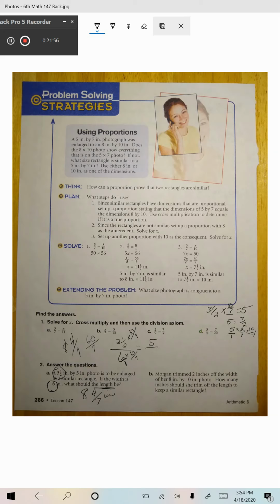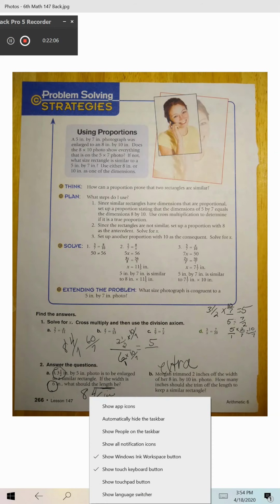I think we're going to skip B just because I took so long figuring that one out. If you want to try to figure that one out, you can. How about we count this as extra because these are quite tricky.